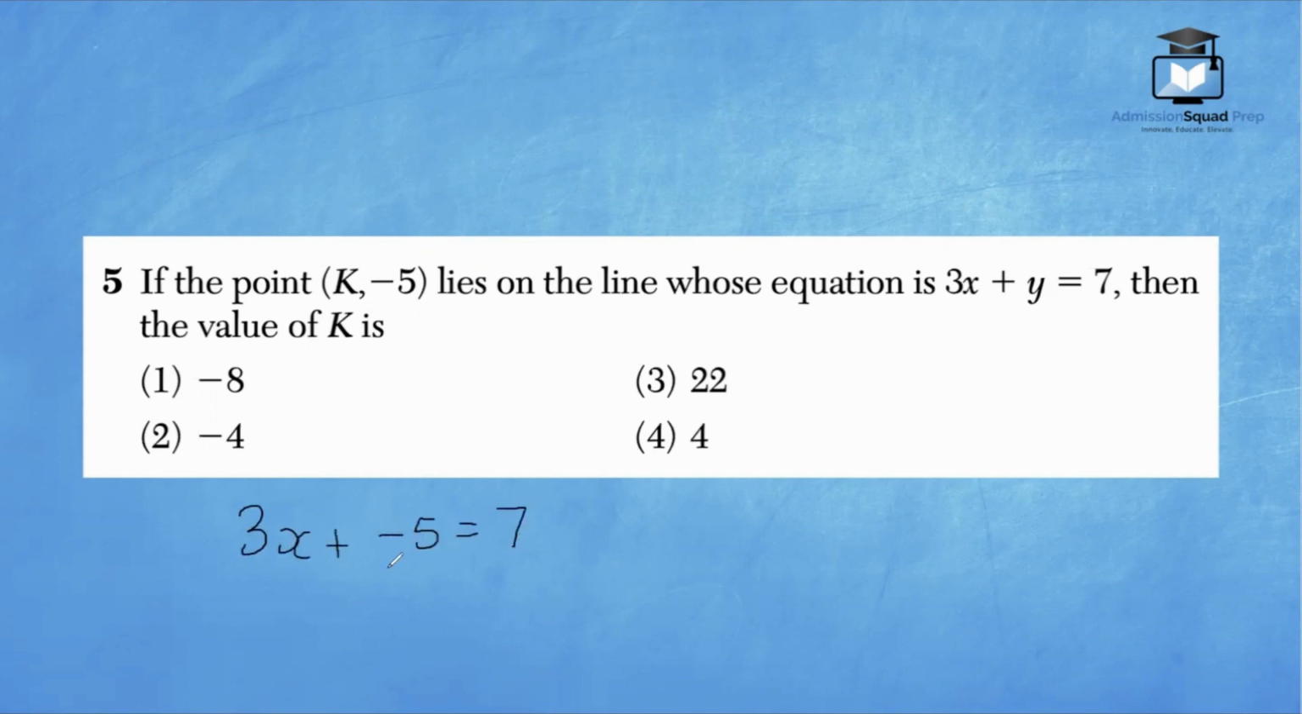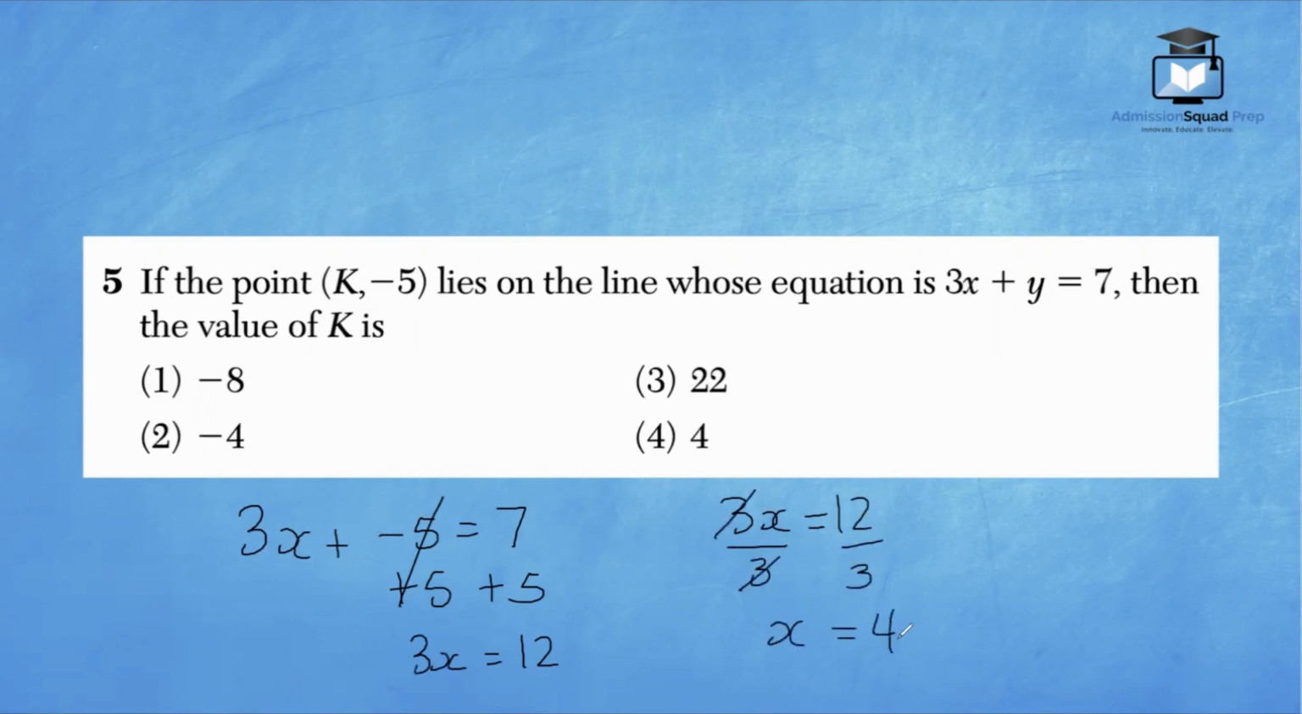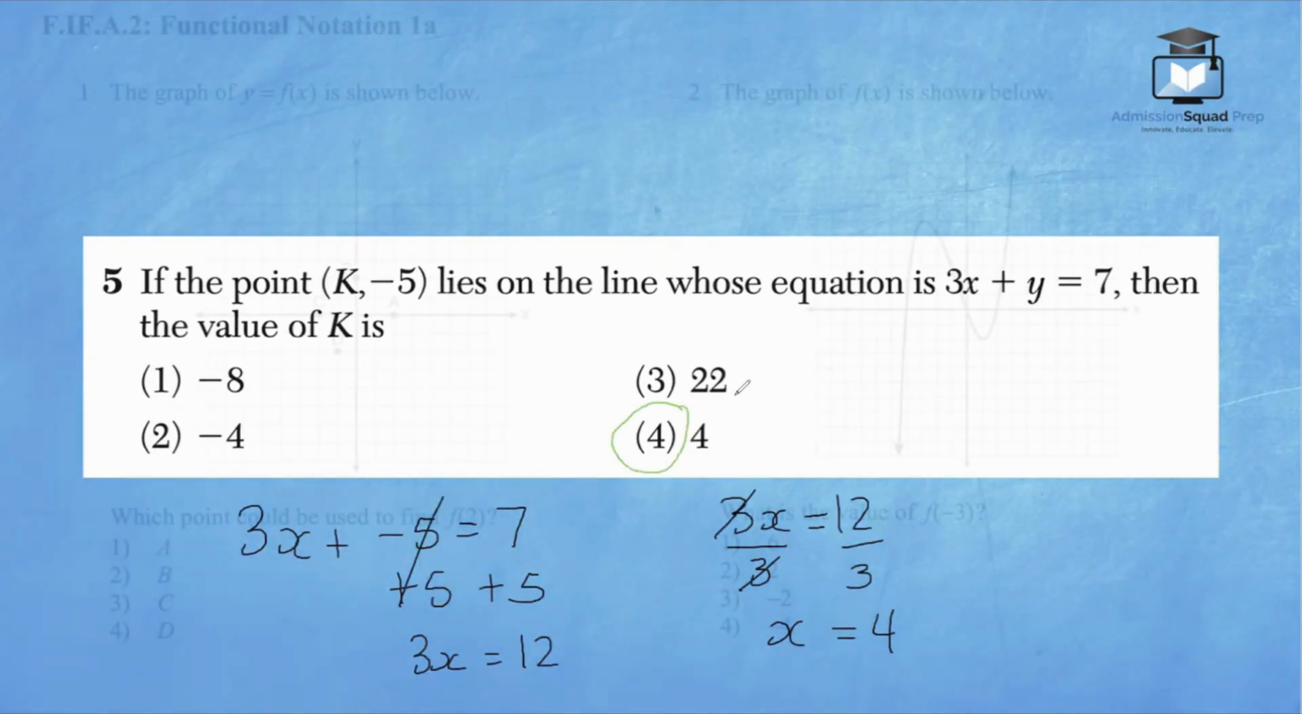We can go ahead and perform the inverse operation. So I will add 5 on both sides. We now have 3x equals 12. 3x equals 12 is simply a one-step equation. So we can go ahead and divide by 3 on both sides, and we have x equals 4. So choice 4 is the correct answer.